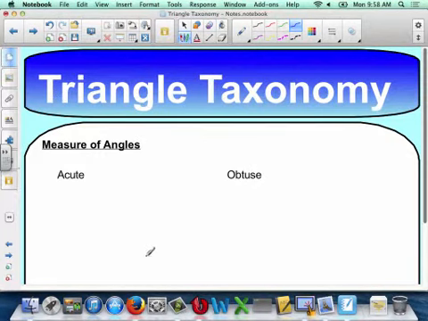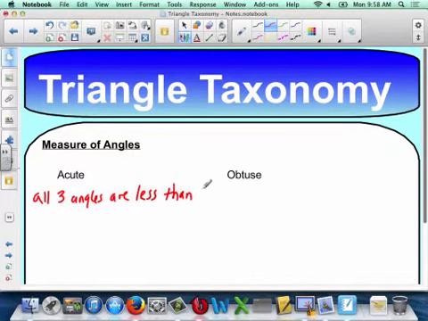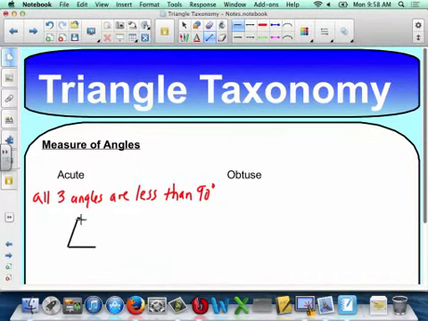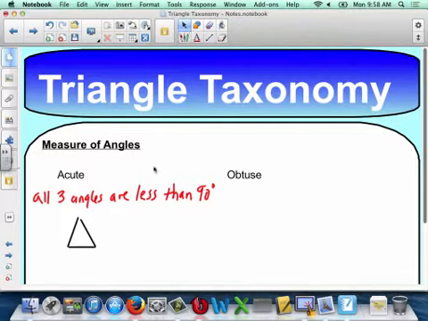But now this time let's look at the measures of the angles. What would make a triangle an acute triangle? Actually less than 90. Yeah, it has to be less than 90 degrees. How many have to be less than 90? All 3 angles have to be less than 90. Hey, aren't they supposed to be like 45 degrees or something? No. All 3 angles are less than 90 degrees. That would be an example of an acute triangle.